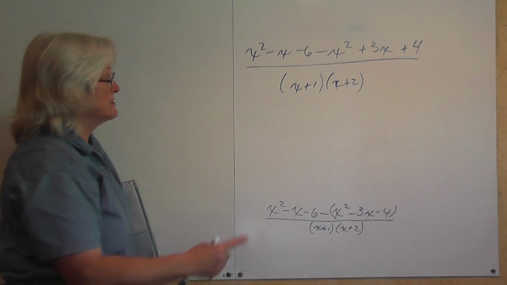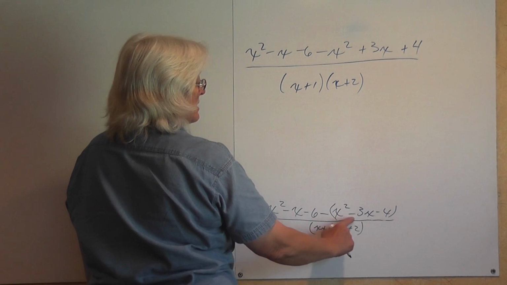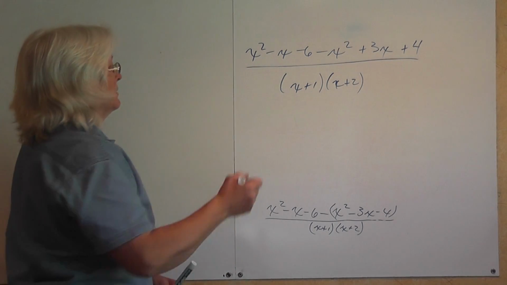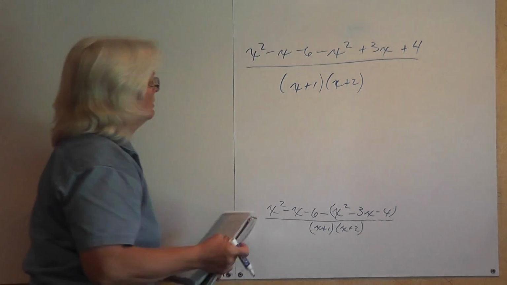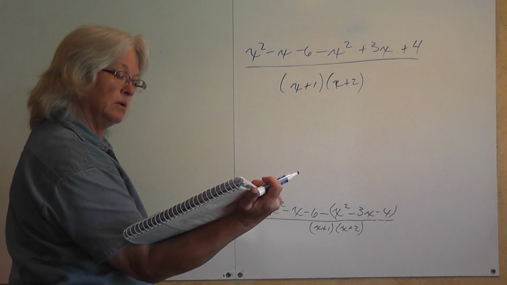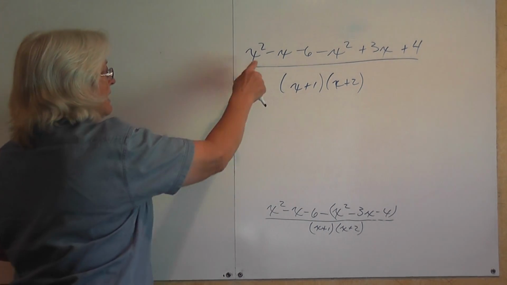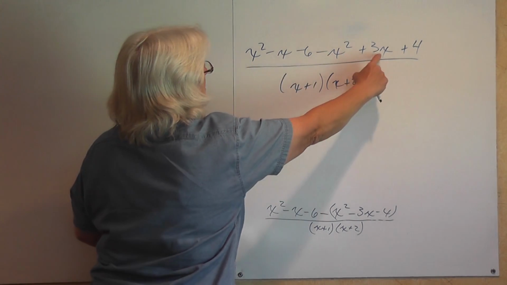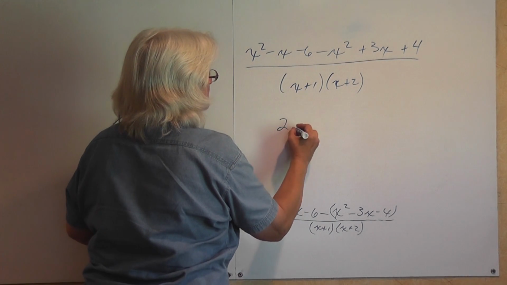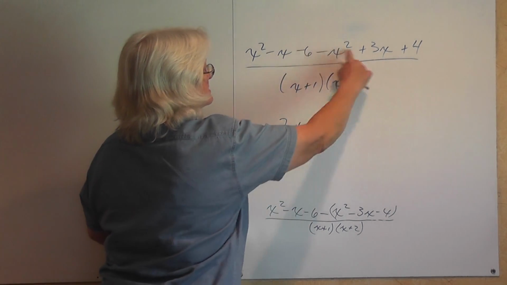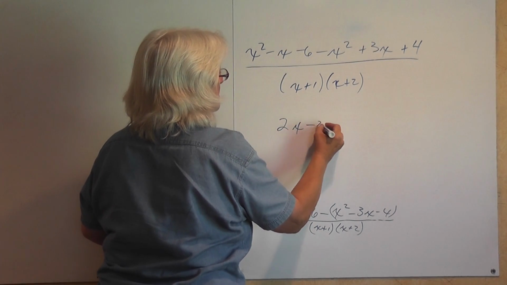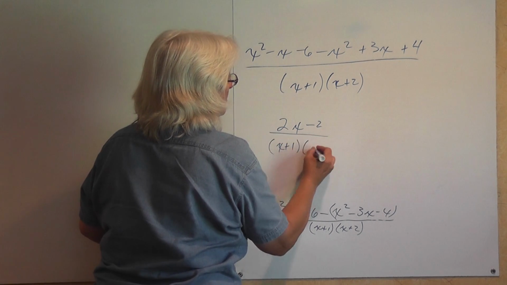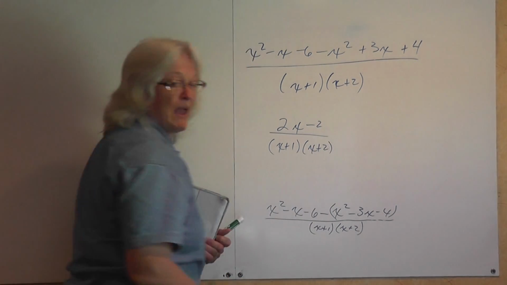Now what happened when we subtracted this? The sign of every term changed, didn't it? What do we do now? We collect like terms. That's weird. Did I do something wrong? Okay. x squared minus x squared, those cancel out. We have a negative x plus 3x gives us 2x, negative 6 plus 4 is negative 2, all of this over our common denominator in factored form.